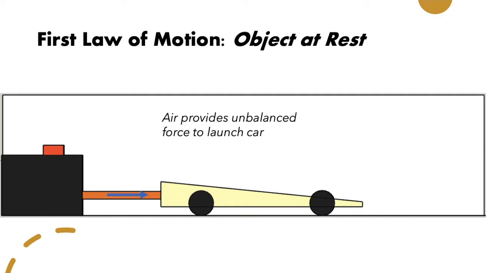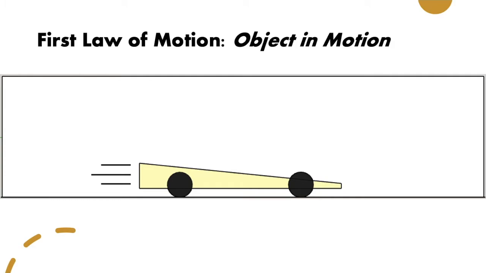And that happens because the air moves through the tube, hits the back of the air chamber, and starts this chain of events that we're going to talk about while your cars are racing. So with objects at rest, it's going to stay there at the launcher until the air provides that unbalanced force. When we get to the cars moving down the track, that's where our objects in motion part comes in.